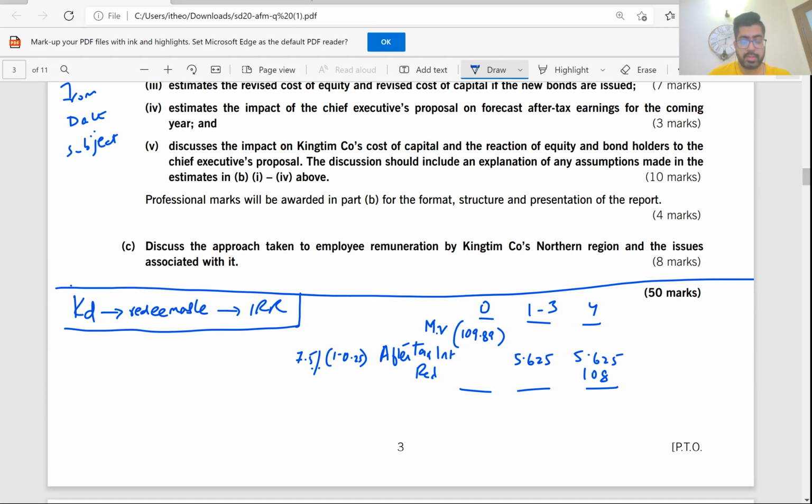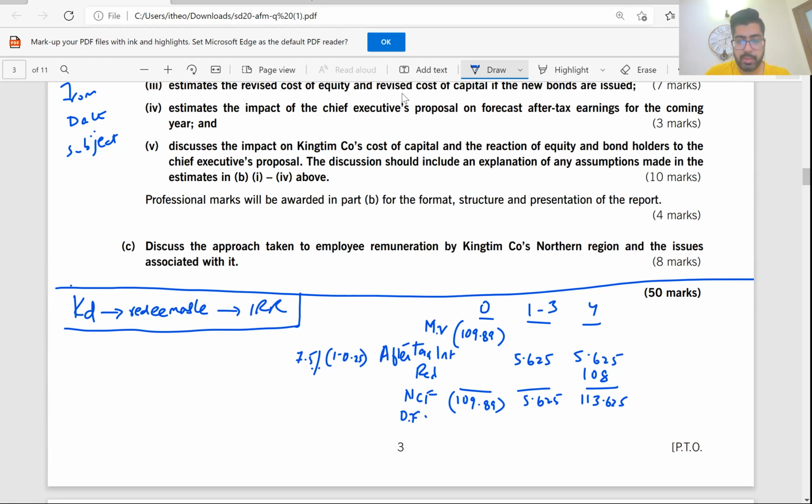There are 3 transactions. The investor buys bonds at market value, incurring an outflow from his pocket. What is the market value of the new bond? 109.89. Once he pays this amount and gets the bond, he gets interest income after tax, and then redemption 108. Net cash flows: 109.89, 5.625, 113.625. Discount factor. For IRR, you can take any 2 discount factors.